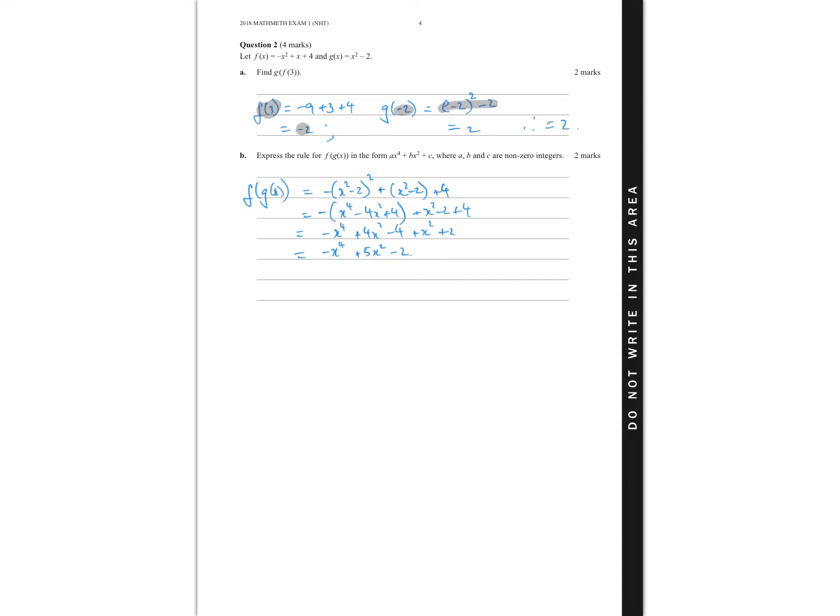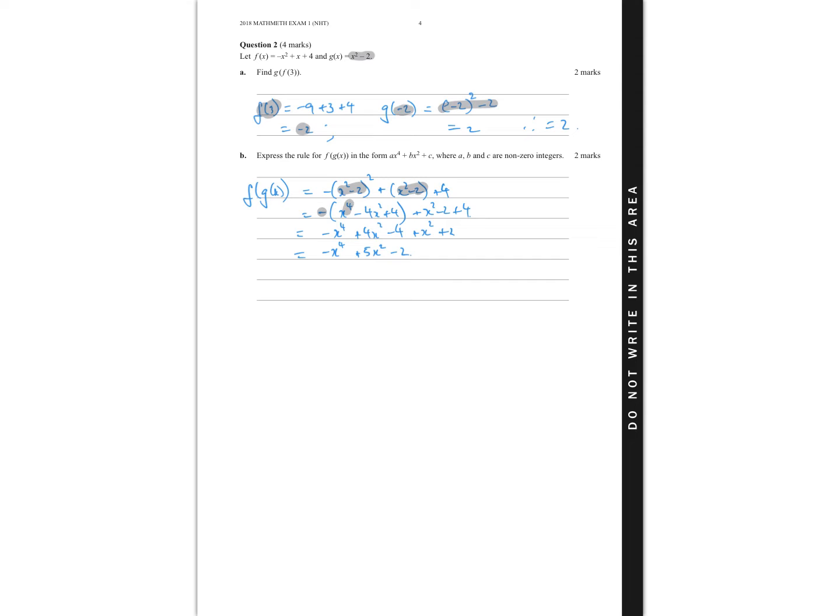Find a rule for the function f of g of x in the form. So what have we got? We've got to put g of x, so I've got to put x squared minus 2 into f. So there's x squared minus 2, there's x squared minus 2. Just be careful with squaring this whole thing. I've left the negative sign out the front.